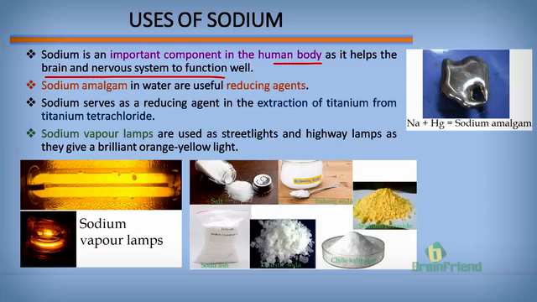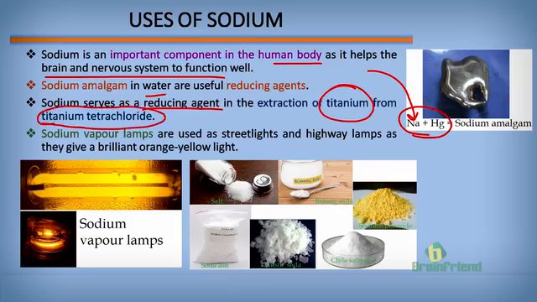Sodium amalgam, which is sodium and mercury together, sodium amalgam in water are useful reducing agents. So sodium amalgam in water is used as a reducing agent. Sodium also serves as a reducing agent in the extraction of titanium from titanium tetrachloride. Then we have what we call sodium vapor lamps. These lamps are used as street lights and highway lamps as they give a brilliant orange-yellow light.